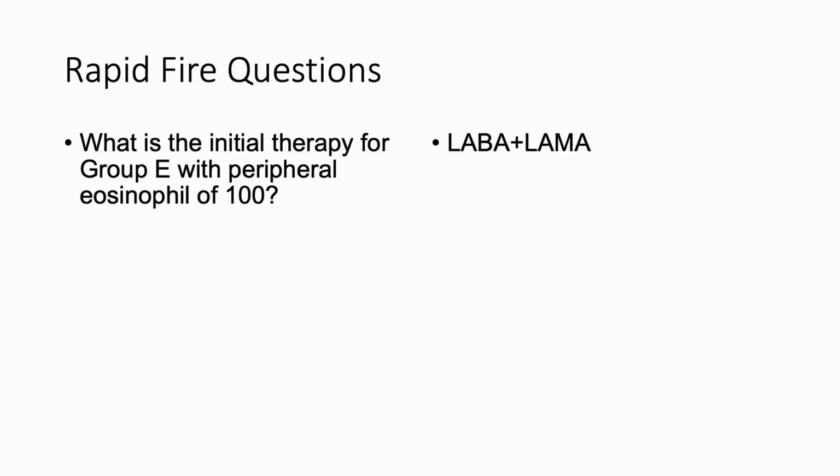What is the initial therapy for Group E with peripheral eosinophil of 100? The answer is LABA plus LAMA without inhaled corticosteroids. What is the initial therapy for Group E with peripheral eosinophil of 350? The initial therapy in a patient in Group E includes LABA plus LAMA plus inhaled corticosteroids.